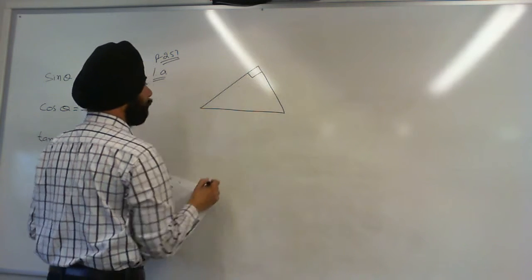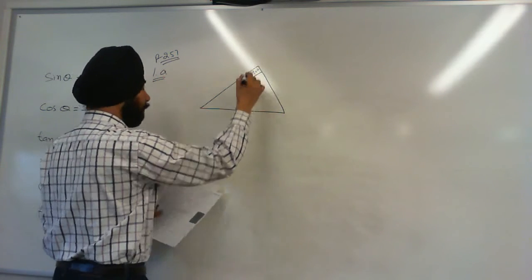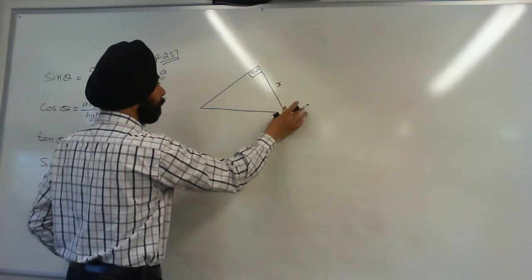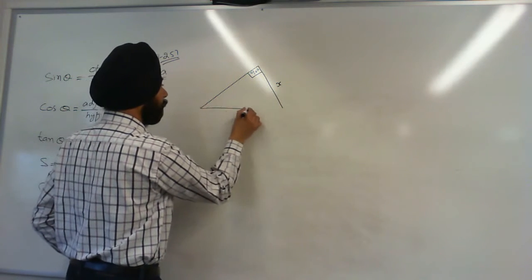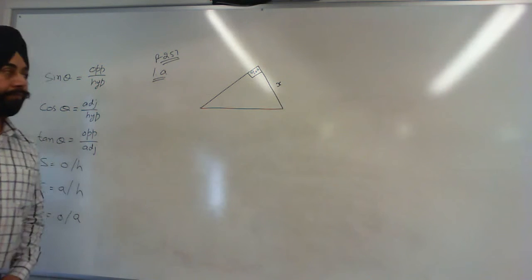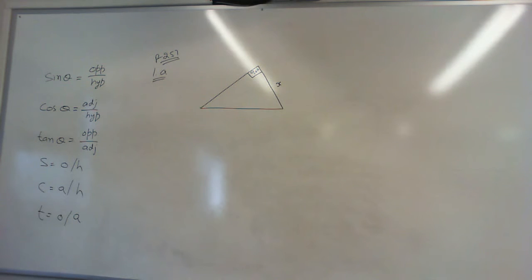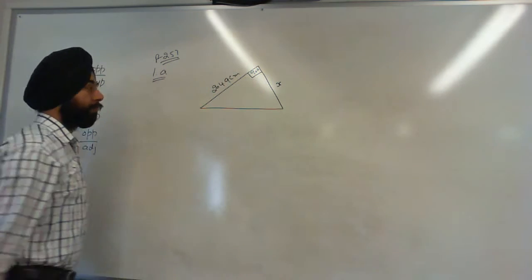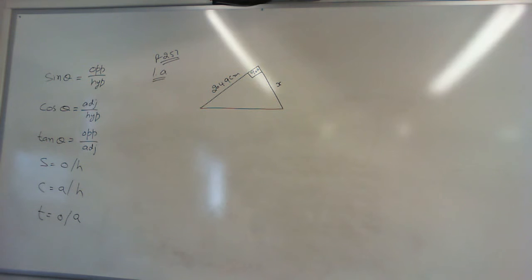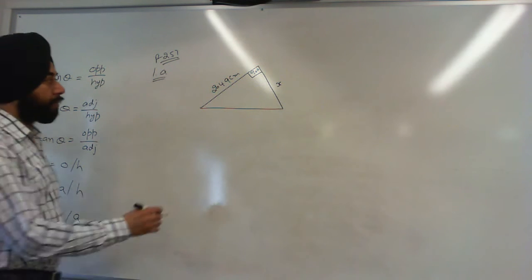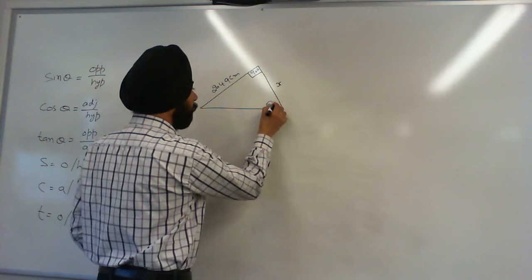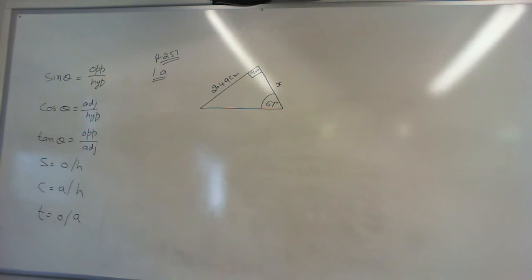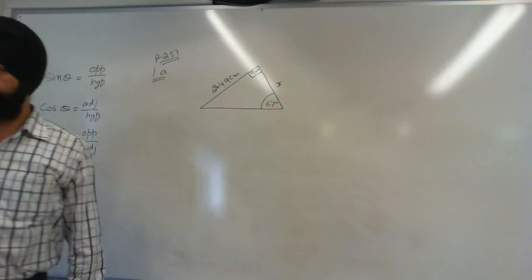And this angle is given to be 90 degrees. This side is x. And this side is given as 204.9 centimeter. And this angle is given as 67 degrees. You have to find x, this one.